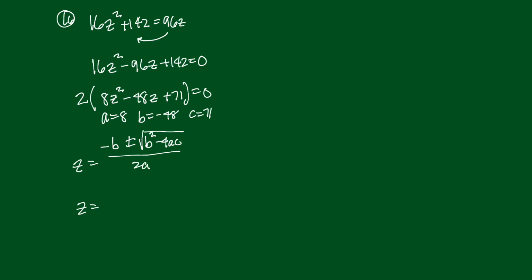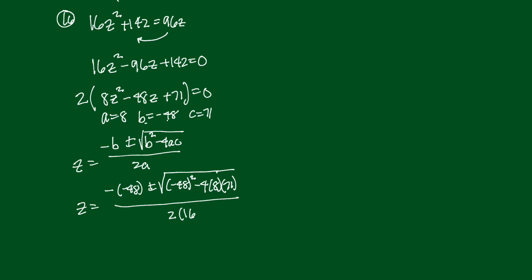So let's substitute. We'll get Z is equal to the opposite of B. Now B is negative 48. So we are going to have the opposite of negative 48 plus or minus the square root of, okay, B squared. That's going to be negative 48 squared minus 4 times A, which is 8, times C, which is 71, all over 2A. A is 16. No, A is 8. Let me get that right.